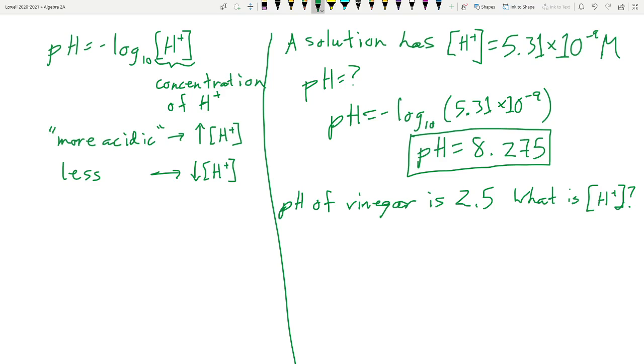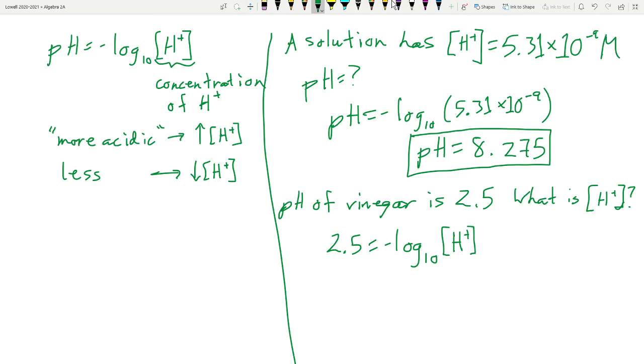Hang on to that, because now I want to take a look at the pH of vinegar here. So the pH of vinegar is 2.5, and this is the opposite question now. We have the pH. What is the hydrogen ion concentration? So let's work it out. This would mean that, since our formula is pH is equal to negative log base 10 of the hydrogen ion concentration, 2.5 is equal to negative log base 10 of the concentration here. We're going to have to do a little bit of rearranging here, but this is where our definition of the logarithm comes into play.